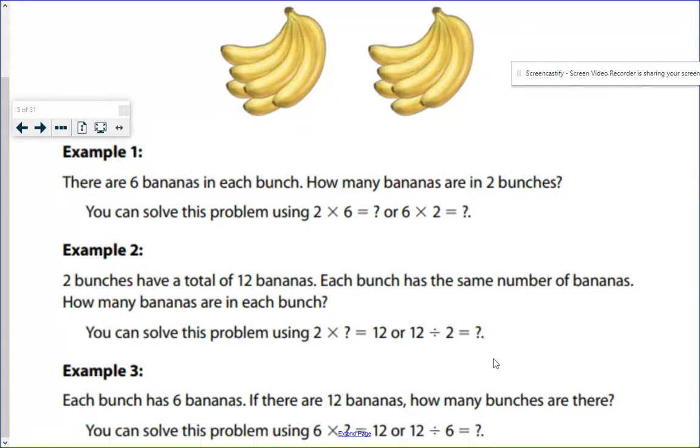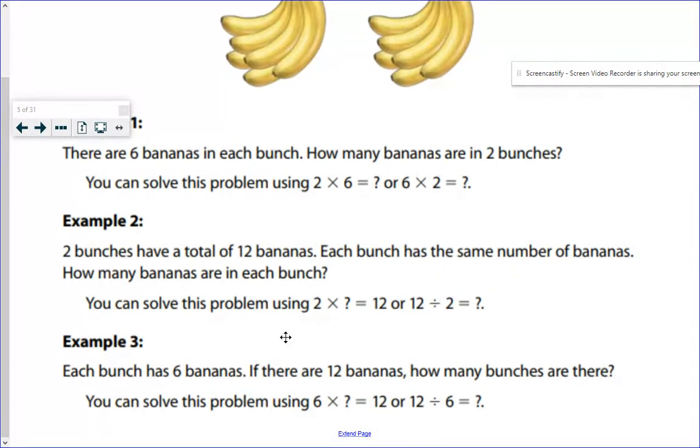And the last example, each bunch has 6 bananas. If there are 12 bananas, how many bunches are there? We're given 12 and 6, so we have to turn that into a number sentence. We could solve that problem by saying 6 times what equals 12, or 12 divided by 6 equals what?